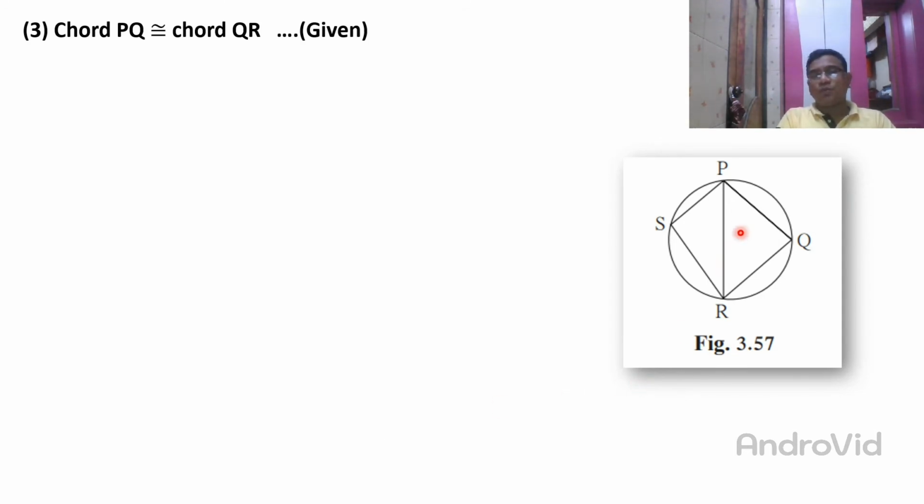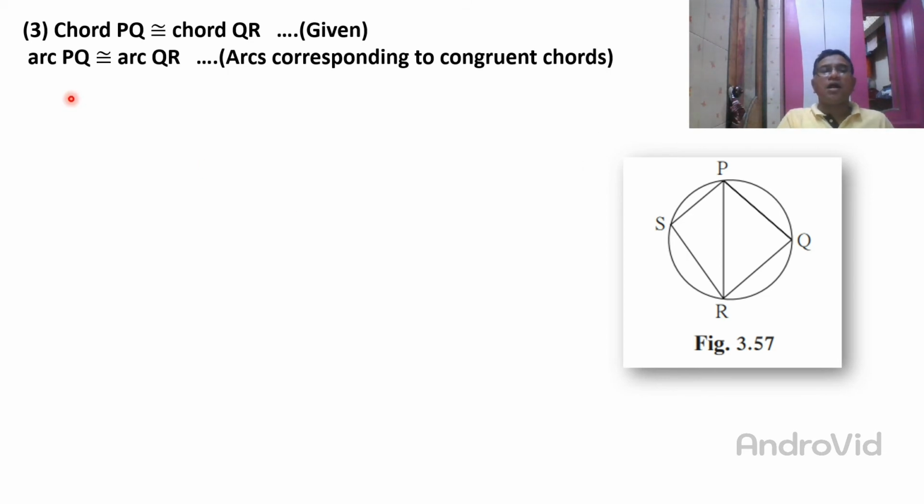Then see, this is chord PQ and this is chord QR. These two chords are congruent. Remember, my students, if the chords are congruent, then the corresponding arcs are congruent. Do you understand what I say? It is given that chord PQ is congruent with chord QR. Which is the corresponding arc of PQ? Arc PQ. Which is the corresponding arc of chord QR? Arc QR. So we write arc PQ is congruent with arc QR, because arcs corresponding to congruent chords are congruent.